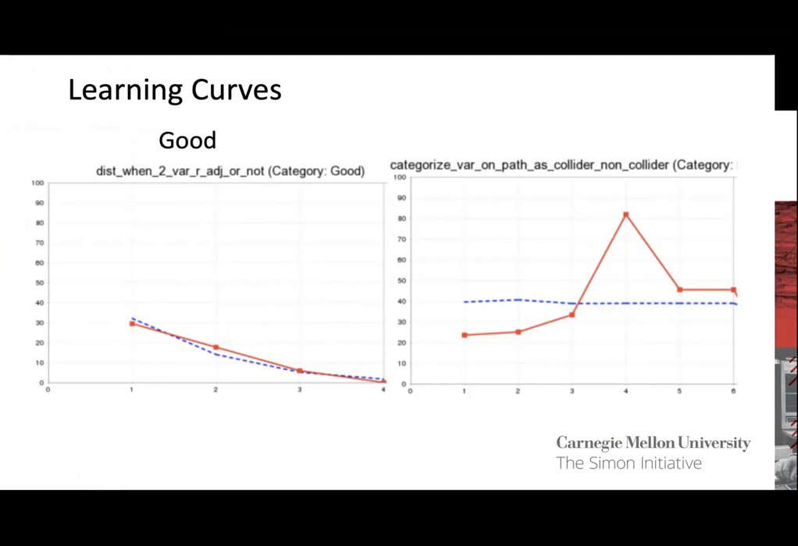So as I started to mention, on the left-hand side, we have a knowledge component that shows a good learning curve. It's smooth and declining. It also shows that it's a good model fit with the data. And then on the right-hand side, we have a flat learning curve for the knowledge component, categorize a variable on a path as a collider or non-collider. And as you can see, it has a poor fit with the data. And the other thing to look at specifically here is there's a big spike at opportunity 4, which suggests that there was probably an issue with a question associated with this data point.